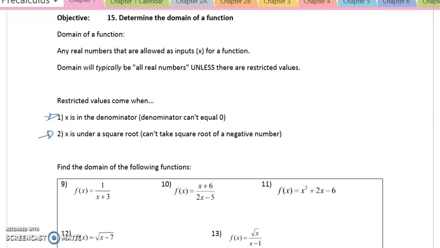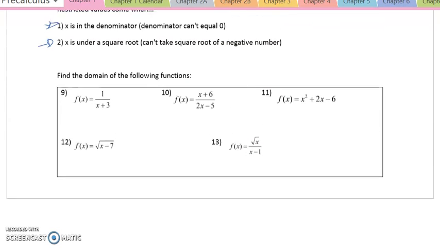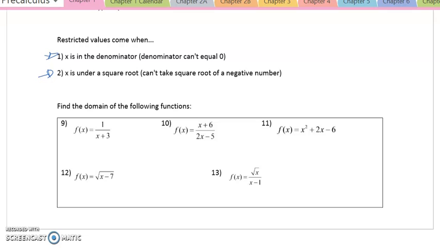Okay, so let's take a look at this. Number 9 here, f of x equals 1 over x plus 3. Well, I have an x in the denominator, right? My denominator is not allowed to equal 0. So subtract 3 from both sides. I can solve this just like an equation. x cannot equal negative 3.